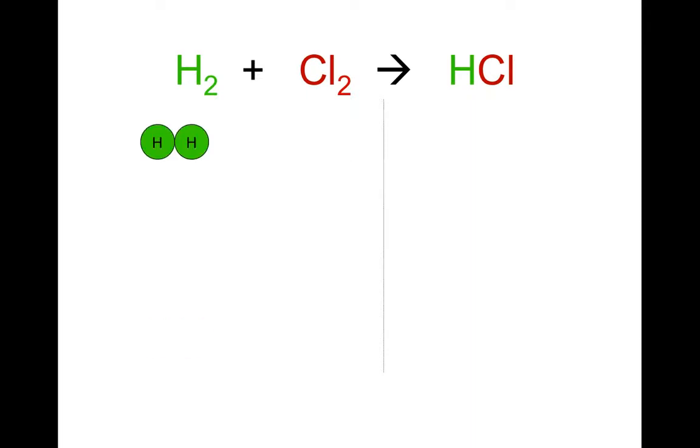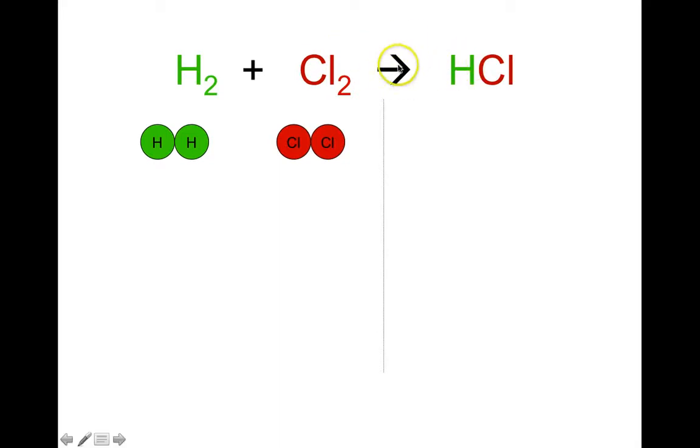So here's H2. Now, H subscript 2 means that you have two hydrogen atoms bonded to each other. So that's what's drawn here. We have two hydrogen atoms touching because they're bonded together. Now over here, the Cl2, we need two chlorine atoms, again bonded together. And notice the colors match.